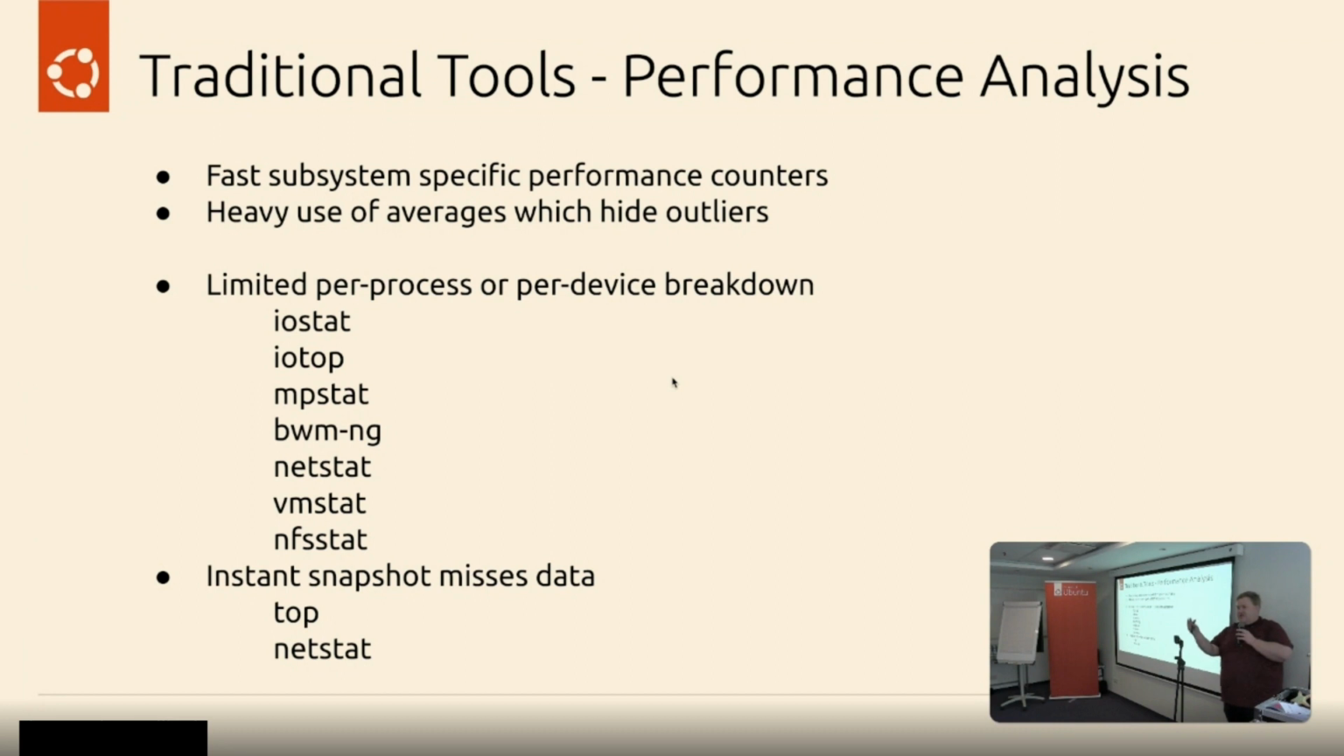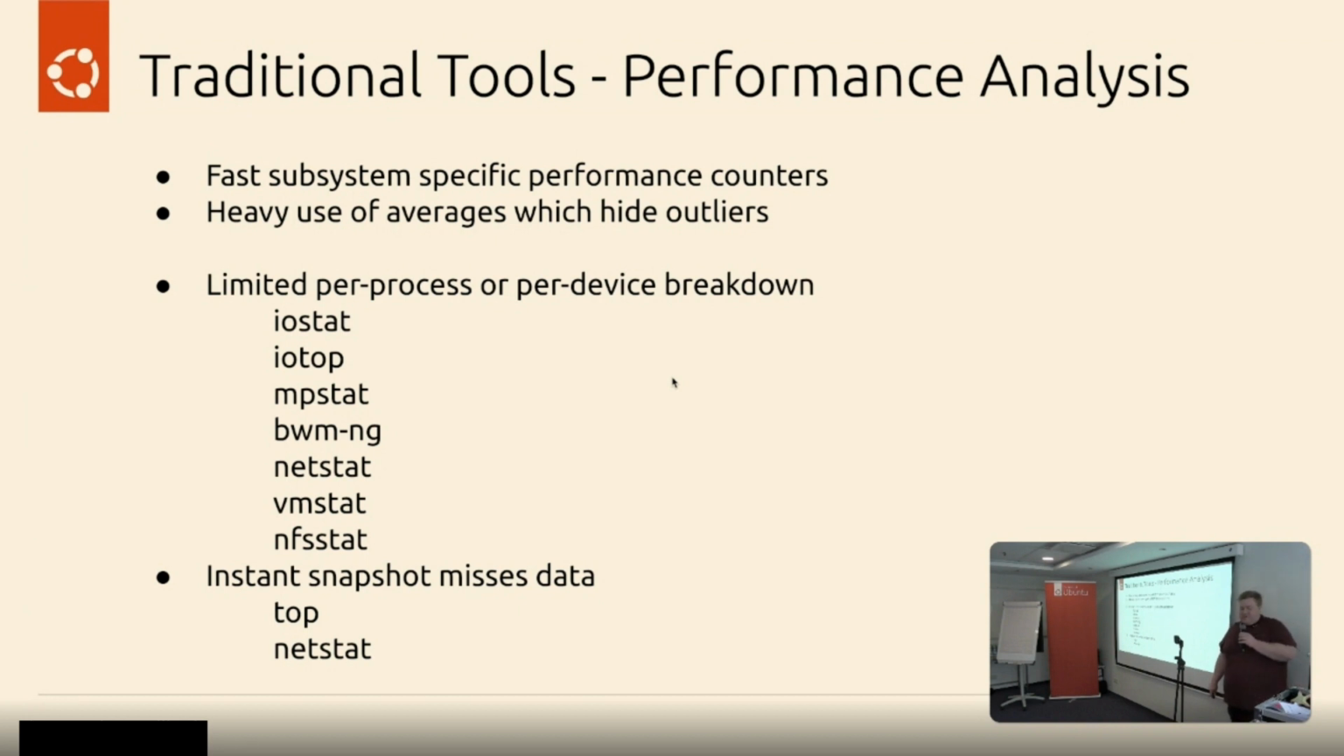It's just you did 100,000 operations and they took 0.1 of a second. They also tend to be limited in their breakdown. So if we look at tools like IOStat or NFSstat, all these kind of tools listed, they'll tend to show us maybe everything per process or everything per disk, but you can't customize or expand that. You can't show it per disk per process in most cases.